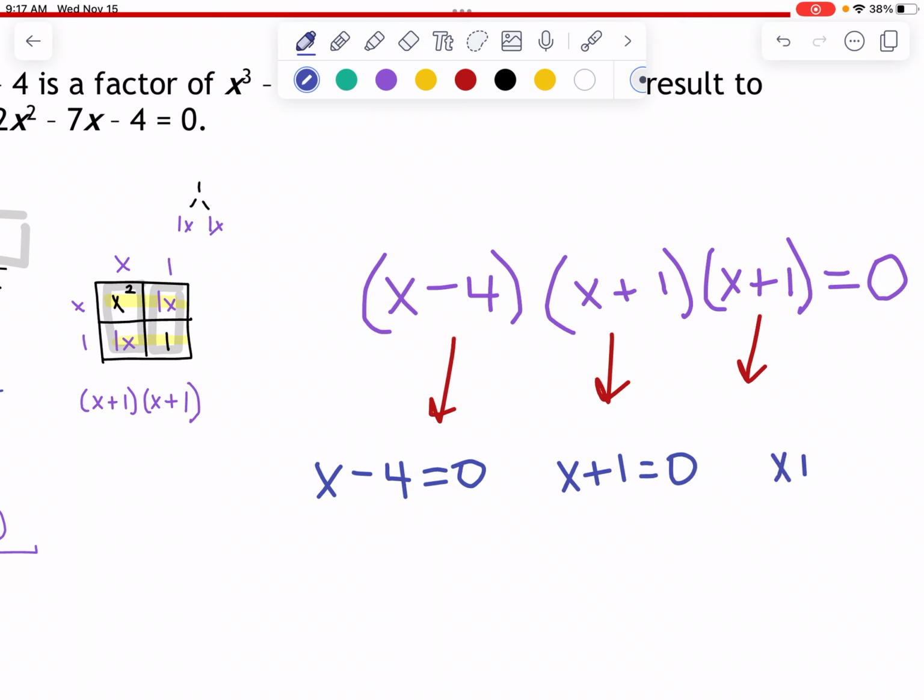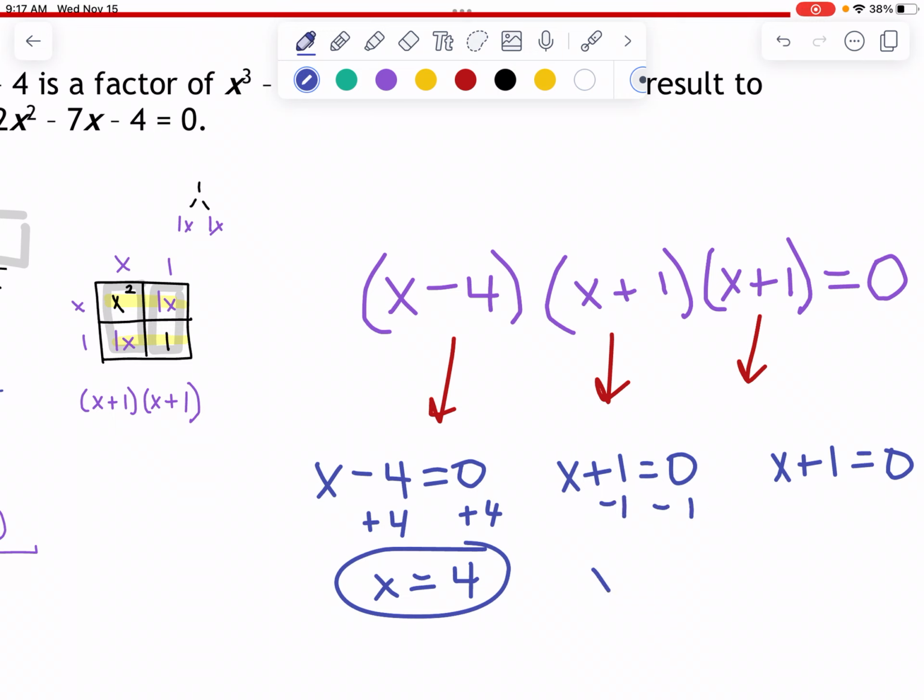And then the exact same thing again, x plus 1 equals 0. Okay, I'm going to solve each of these things. Add 4 to both sides, I get 4 as one of my roots. Subtract 1 on both sides, I get negative 1. Same equation again, so I'm going to get a negative 1.